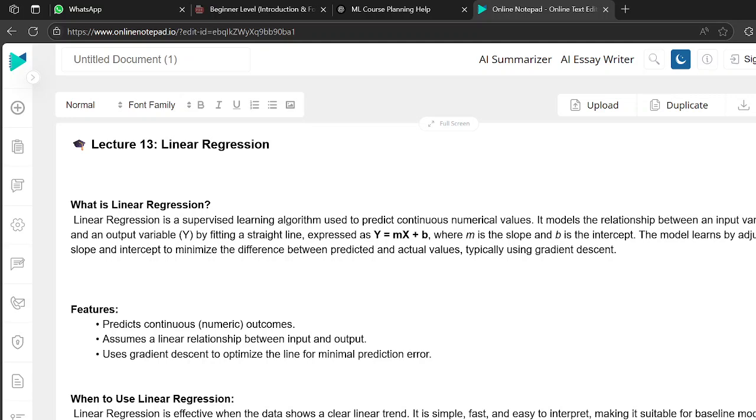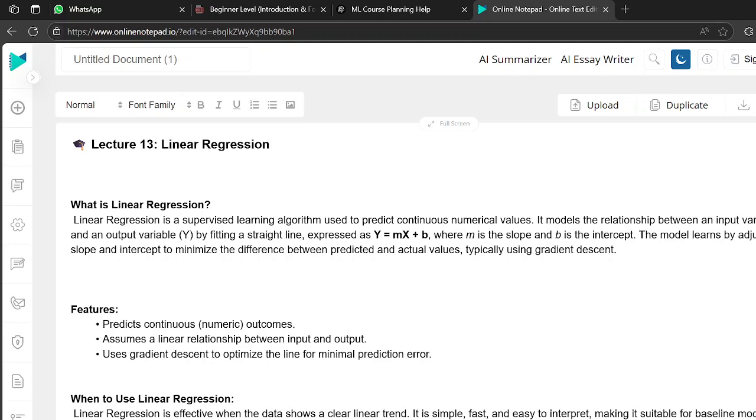So, what do you understand by this, friends? What do you understand by linear regression? I will explain it to you.